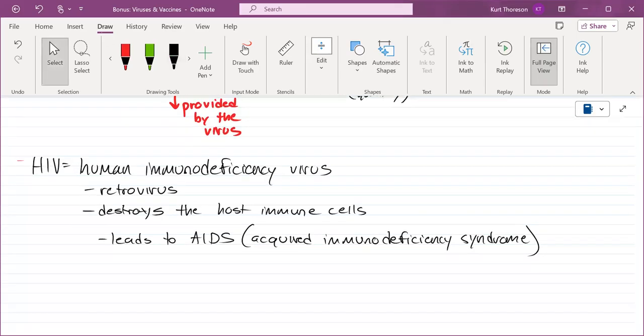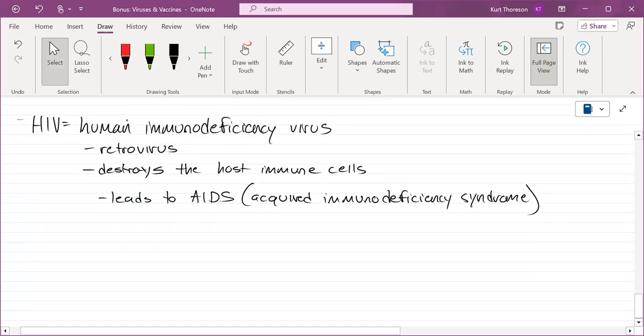All right. Now, HIV doesn't have a vaccine because it's highly mutagenic. Retroviruses mutate often.